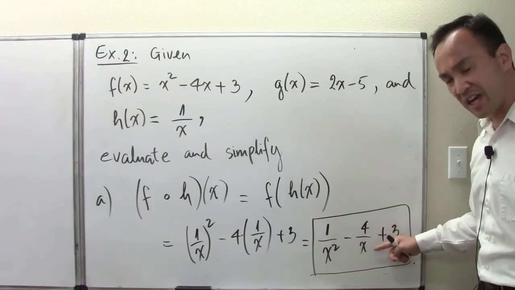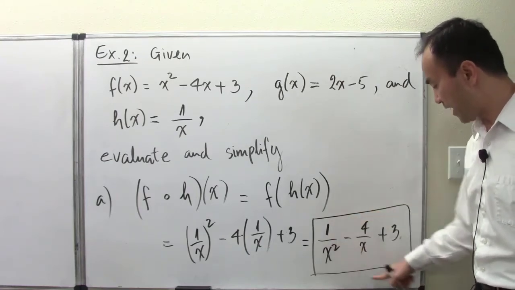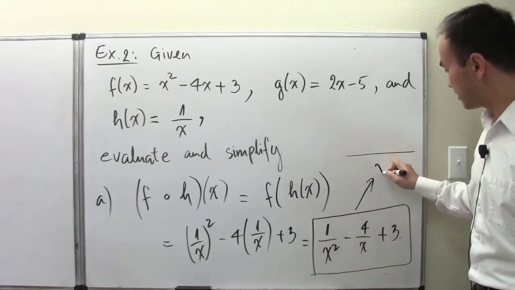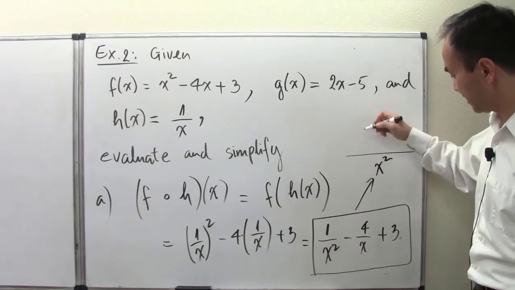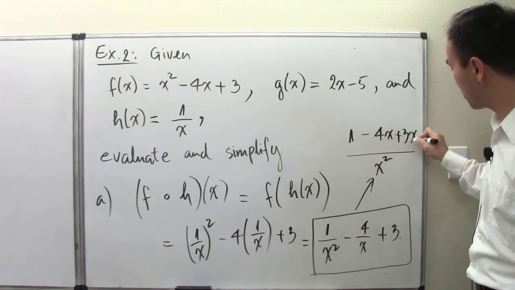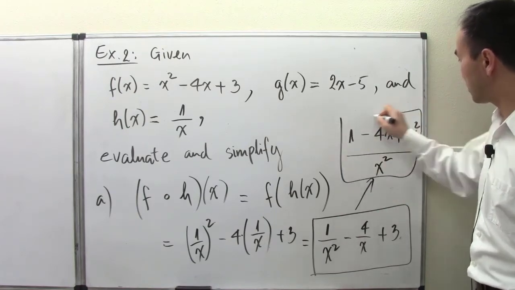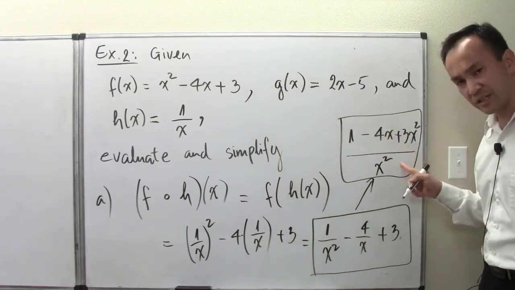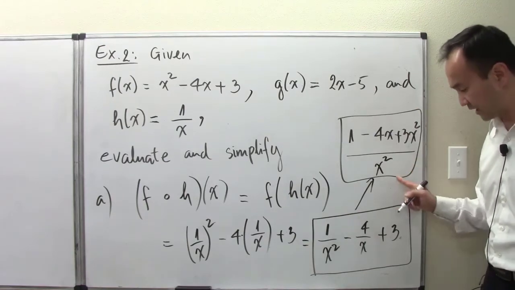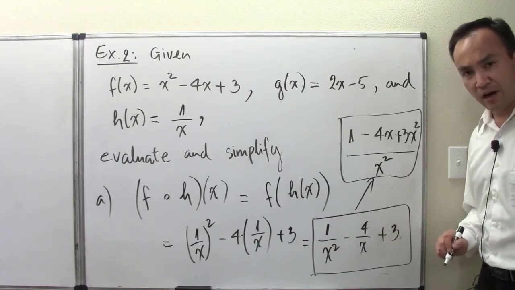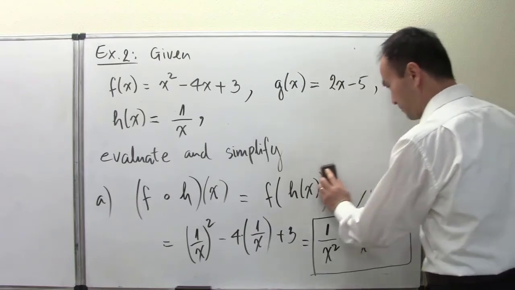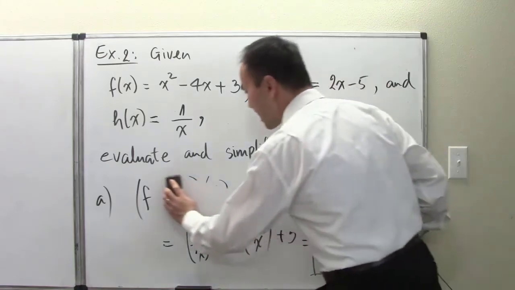So if that's the case, then be aware that your final expression can be taken one more step. This is an overall x squared, and then this is 1 minus 4x plus 3x squared. That's also another way of writing your final simplified expression, just a different form. All right, so that is the end of part A of example 2.